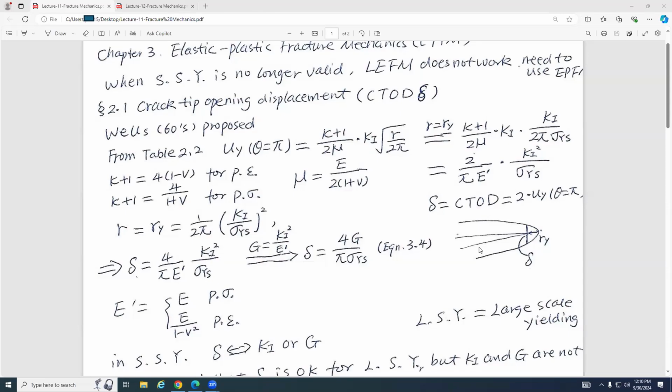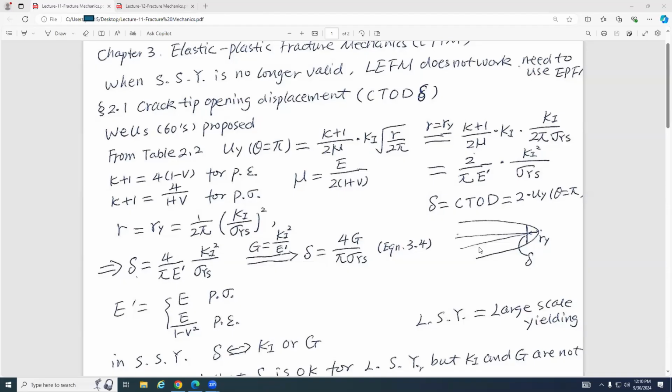At this point, suppose from here to here is ry. This is r equals ry, where yield occurs, so this is the plastic zone size. We talked about this already: ry equals 1 over pi times K1 over sigma y, squared. Sigma y is the yield strength of your material.